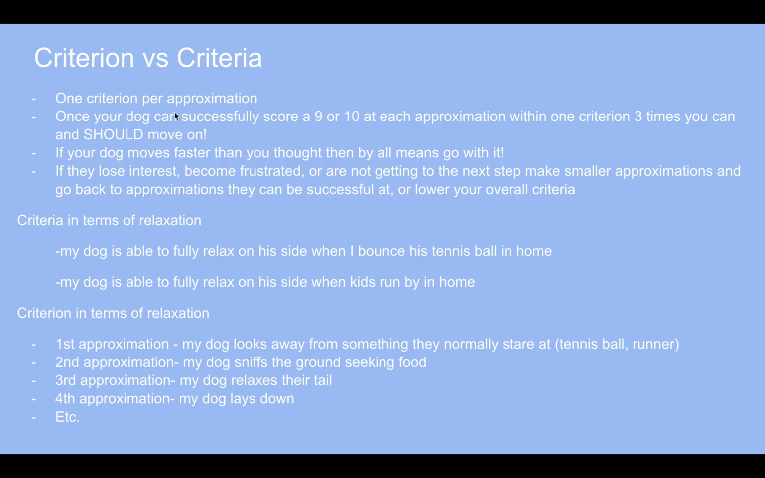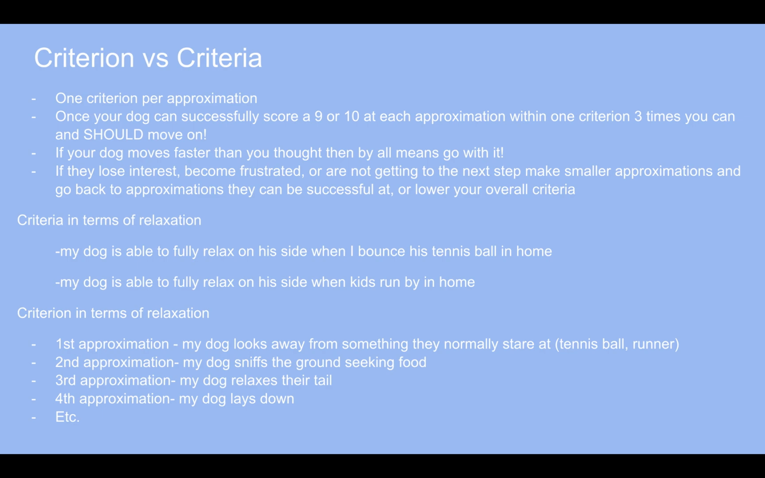So remember to keep one criterion per approximation. Once your dog can successfully score a 9 or 10 at each approximation or at each criteria level, then you can move on, and you should move on, or you're going to keep your dog trapped in first grade. If your dog moves faster than you thought, then start to speed up. Sometimes smarter dogs can be the hardest because we start to fall behind them. So you really need to match your pace to your dog's. So if they start moving faster, then you've got to start moving faster too.